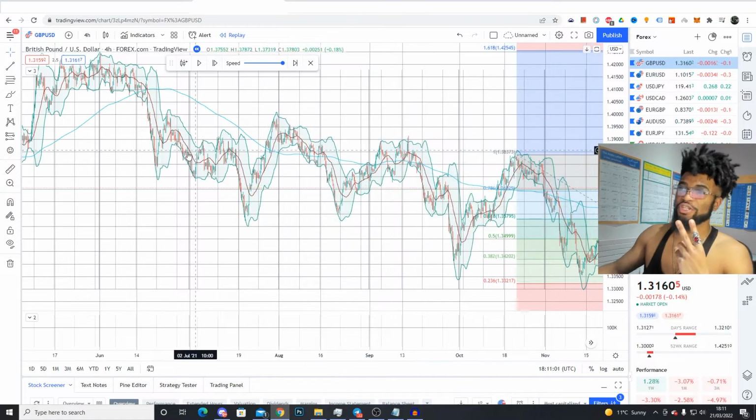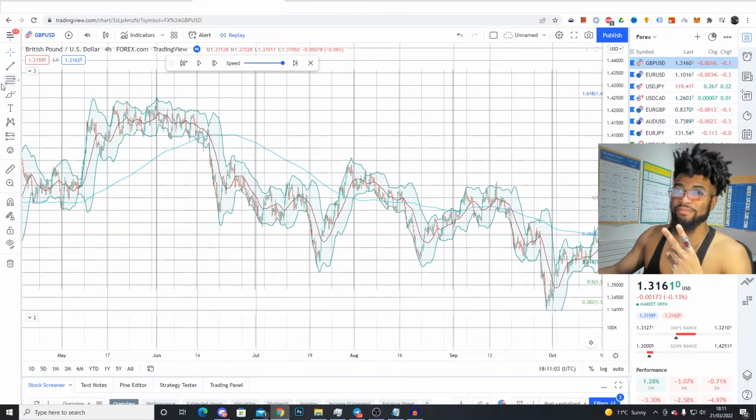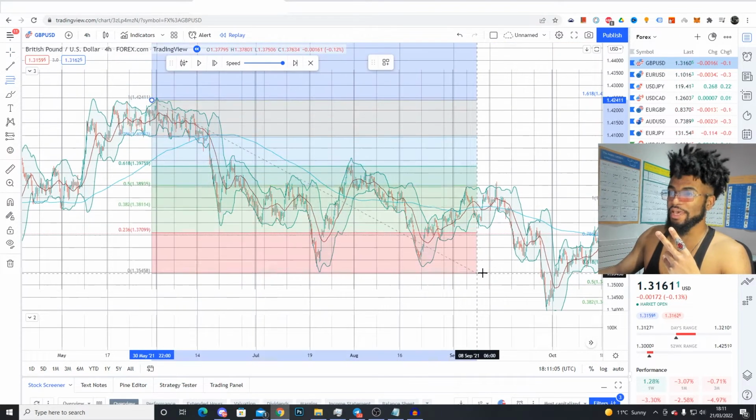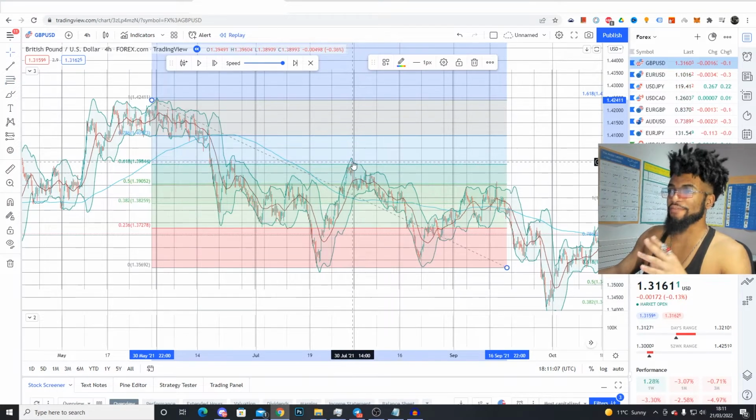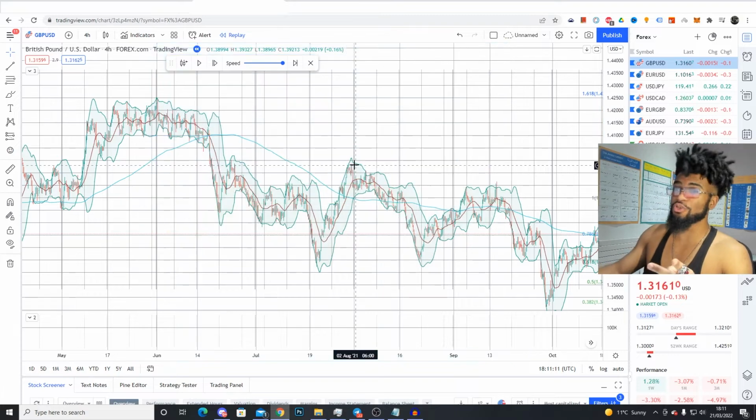So far we have two which didn't reverse exactly on the fib level. Right, so let's take the price from up here, see what happens right here. Okay, finally we have a reversal exactly on the fib level of 60%. So far it's 2 to 1.